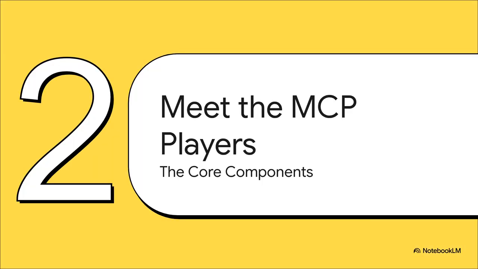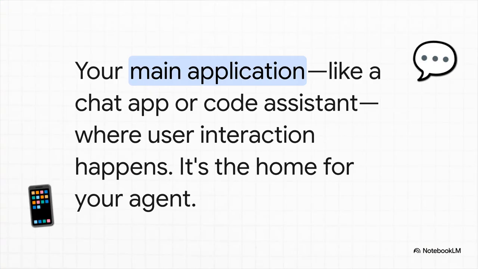Okay, so how does this actually work? To really get it, we need to pop the hood and look at the main parts. So let's meet the key players in this whole setup. First up, you've got the MCP host. Now, this is basically your main application. It's the thing your user's actually clicking on and typing into. So it could be a chat app, or maybe a code assistant right inside your editor. Really, any app that has an AI agent inside. This is the agent's home base.